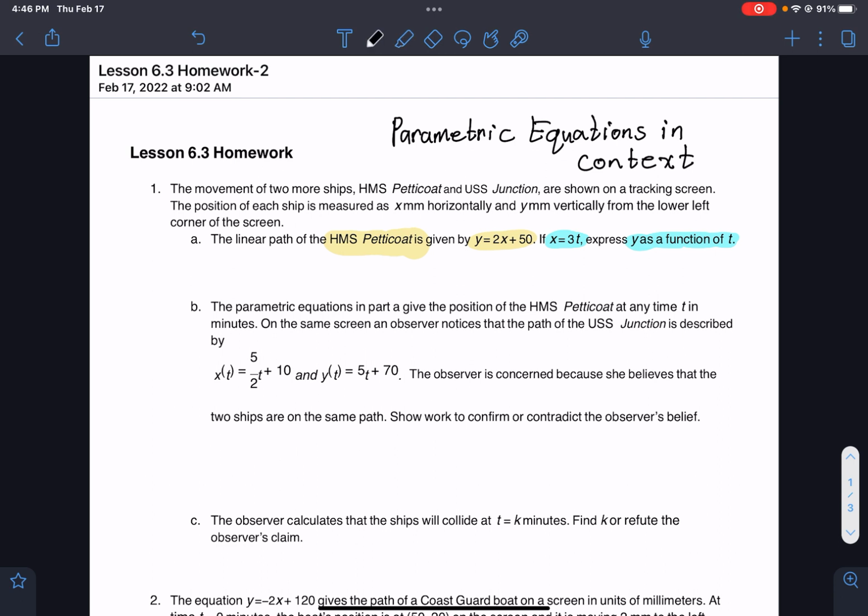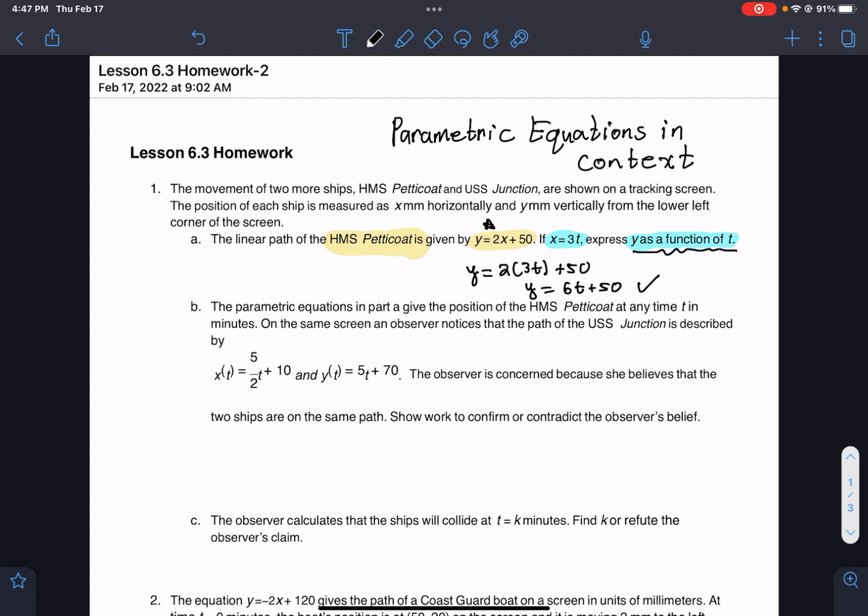So when you look at this problem, you want to start with your rectangular one, which is this one. And you just want to substitute x with 3t. And the reason why you want to do that is, remember, if we want y as a function of t, we're going to want to replace x with t. So by doing this, we get y equals 6t plus 50, and we have fulfilled what the question has asked us. So this is for the HMS.